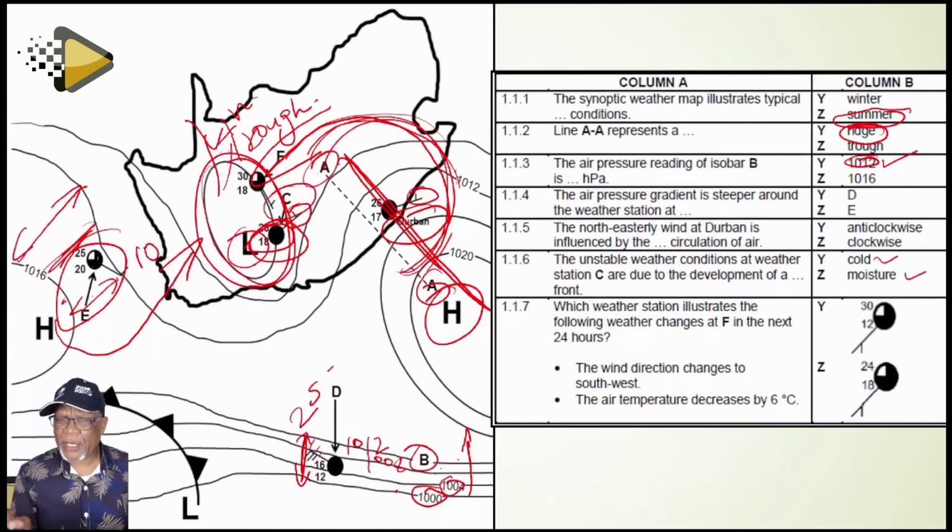And then they say here, which weather station illustrates the following weather changes at F? Here at F, the wind direction is going to change to southwest, and these are the changes. So you have to say, where are we going to have the wind direction change to southwest, and the air temperature decrease by 6?